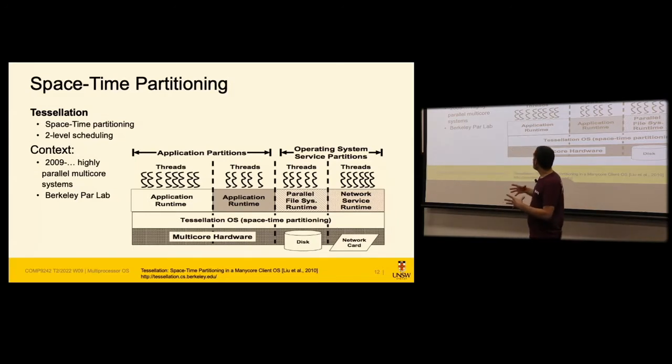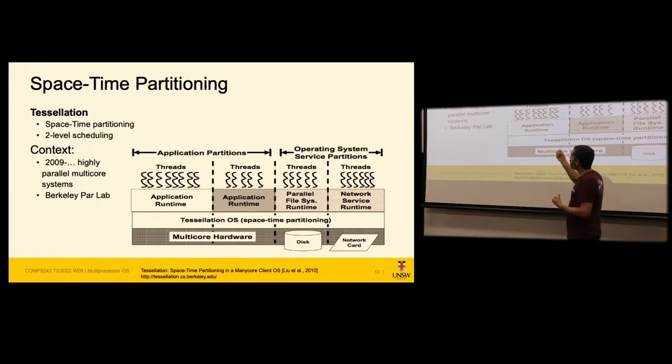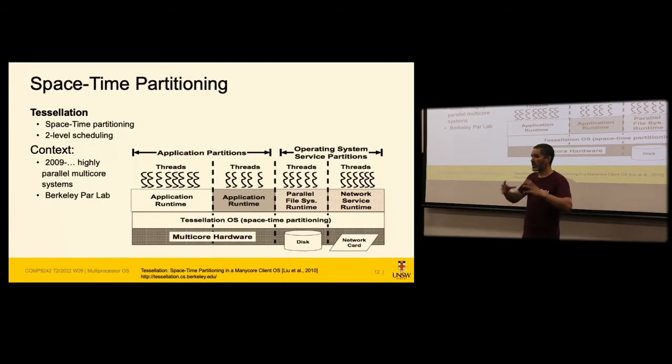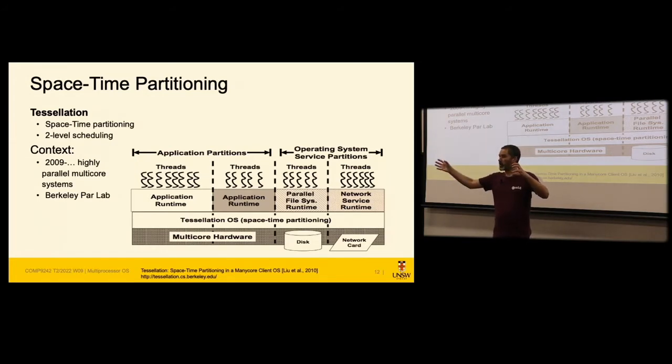And so what you do is Tesselation allows applications to specify what kind of resources they need. We call these spatial resources, right? These are like hard resources that you need. And then the other thing it does, the time part of partitioning, is that it schedules applications to run by fitting the resource requirements together. So applications can run in parallel as long as their resource requirements don't overlap.